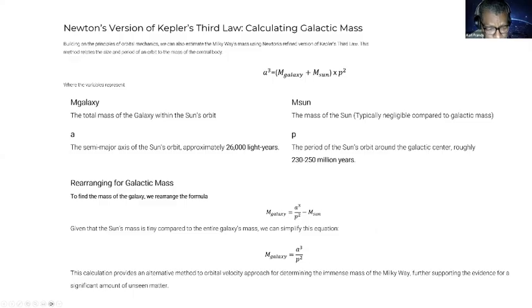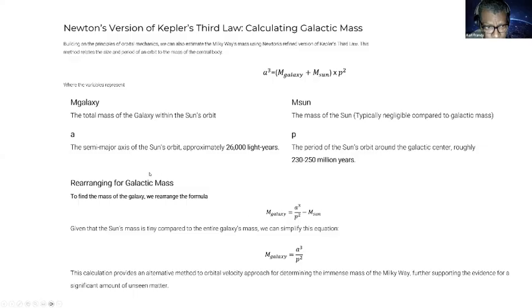a^3 equals the sum of the galaxy mass and the sun's mass times P^2, where M is the total mass of the galaxy, M_sun is the mass of the sun, a is the semi-major axis of the sun's orbit, approximately 26,000 light years, and P is the period of the sun's orbit around the galactic center, roughly 230 to 250 million years. Okay, right?